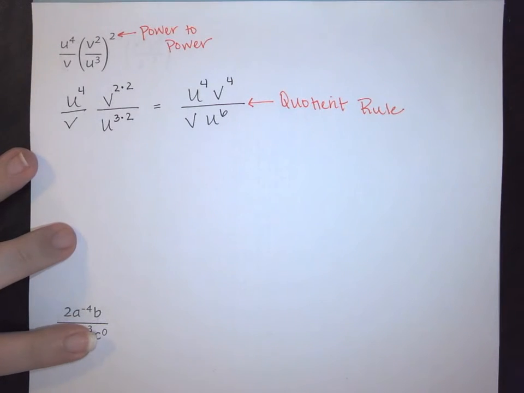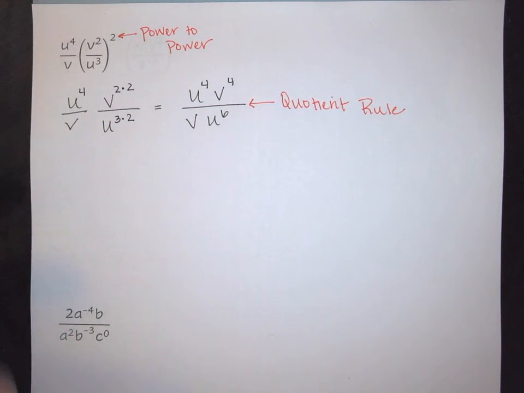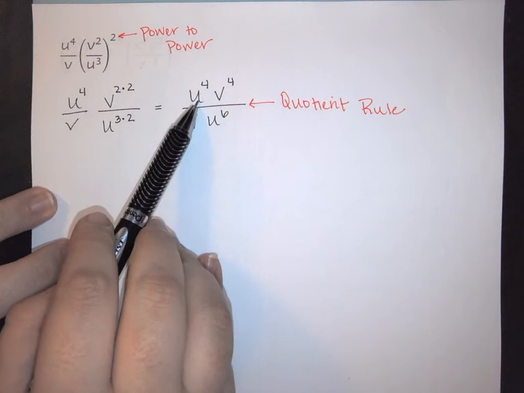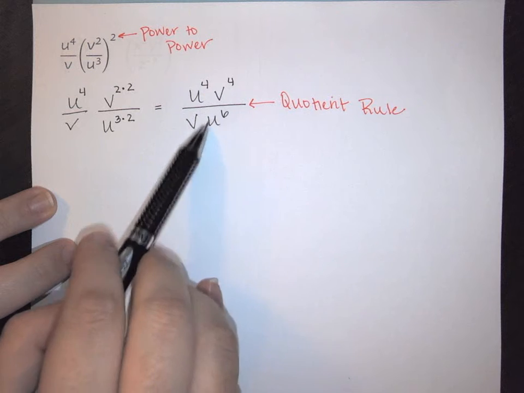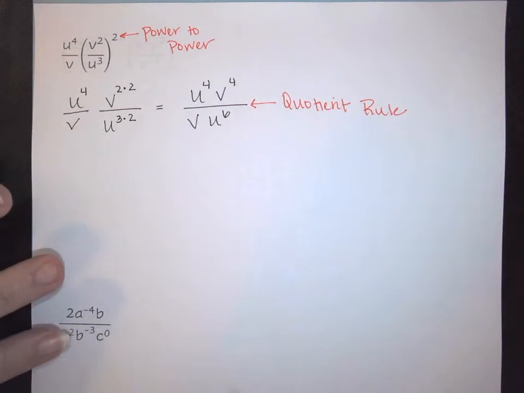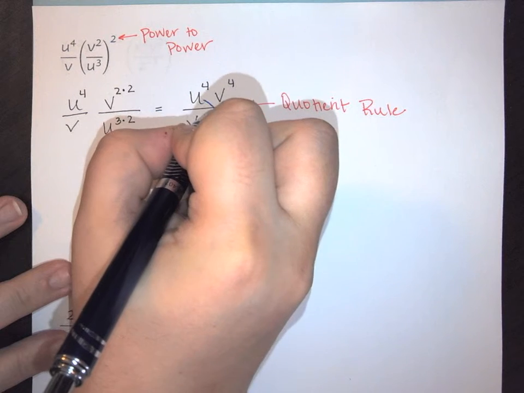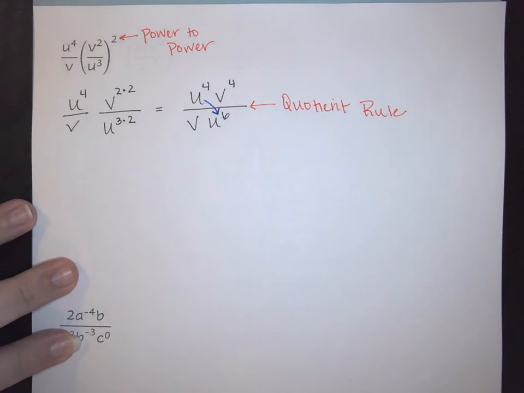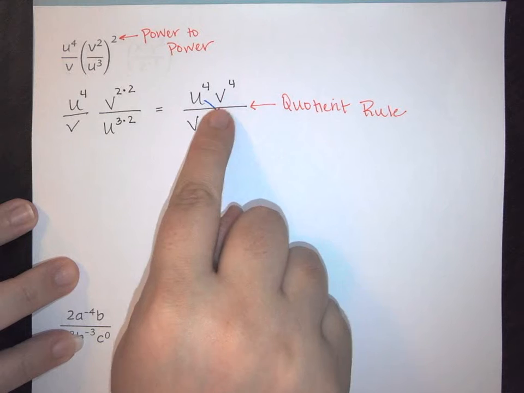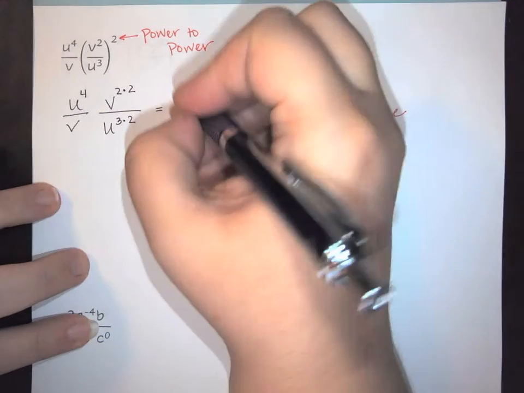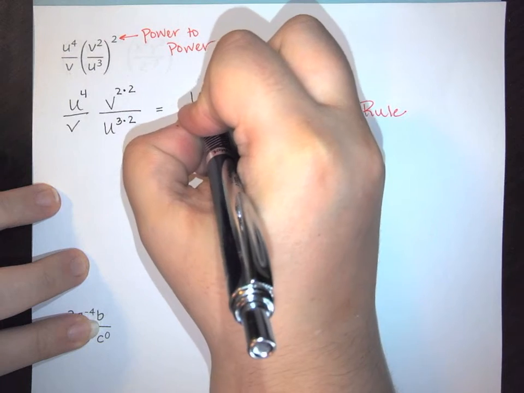And again, we are going to subtract to the bigger exponent. So when we look at our u's, my top is u to the 4th, the denominator or bottom is u to the 6th. u to the 6th is bigger. So that says that my u to the 4th is going to move down. However, on the other side, we have v to the 4th and v. My v to the 4th is bigger, which says my v has to move up.